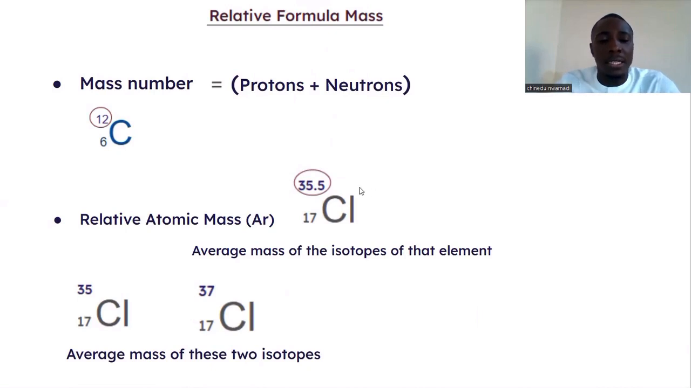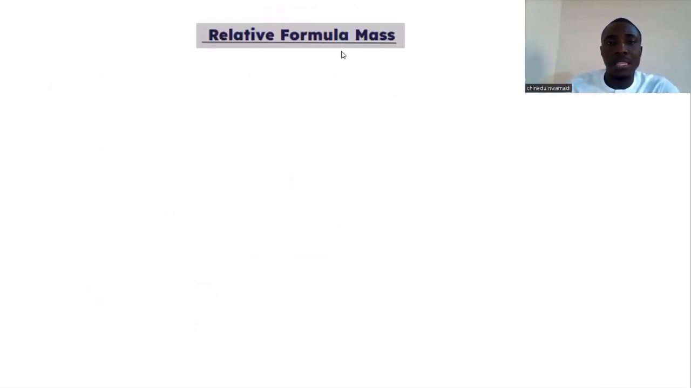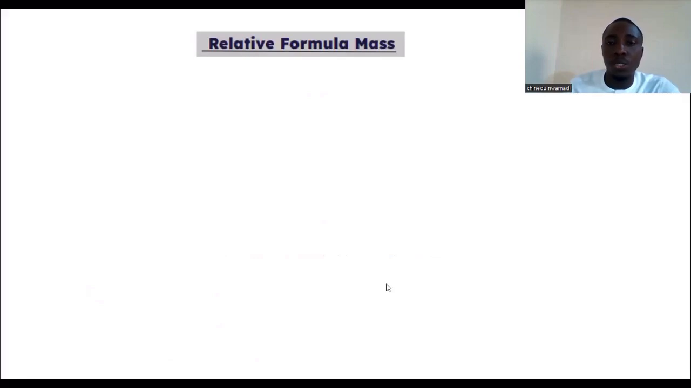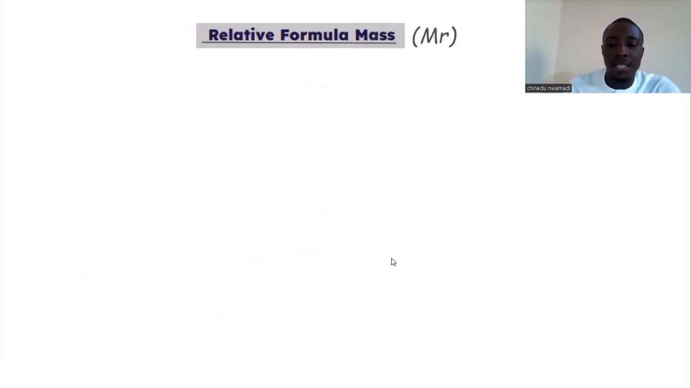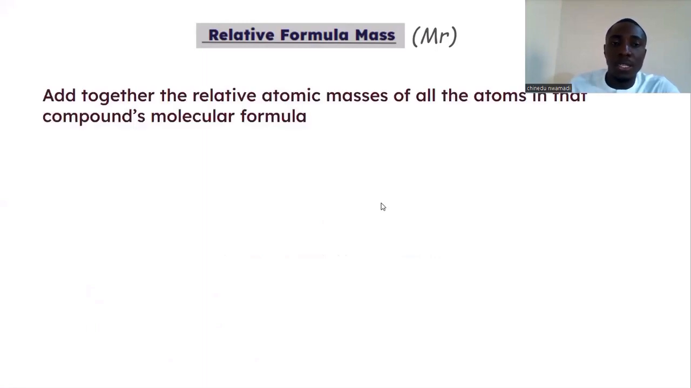Now, there will be instances where we will be asked to calculate the average mass of a compound where two or more different kinds of elements are involved. Now, that is where the relative formula mass comes in. Now, the relative formula mass, which is always noted as Mr, is just the adding of all the element masses in that compound, okay? Now, how do you find this? You add together the relative atomic masses of all the atoms in that compound's molecular formula.